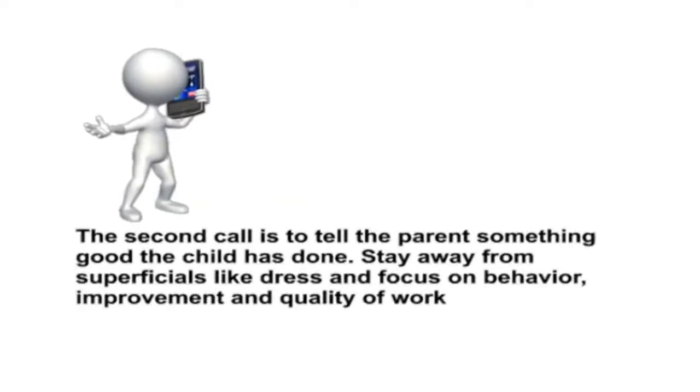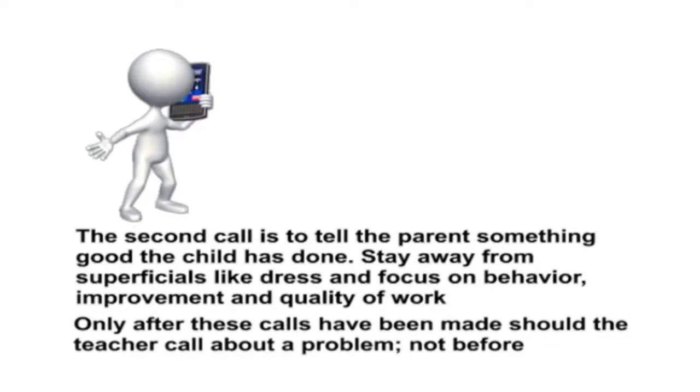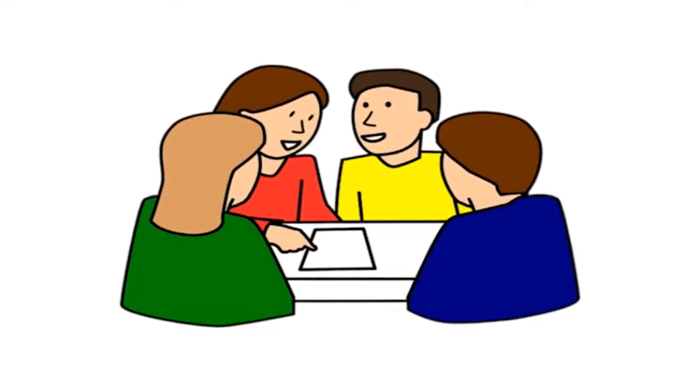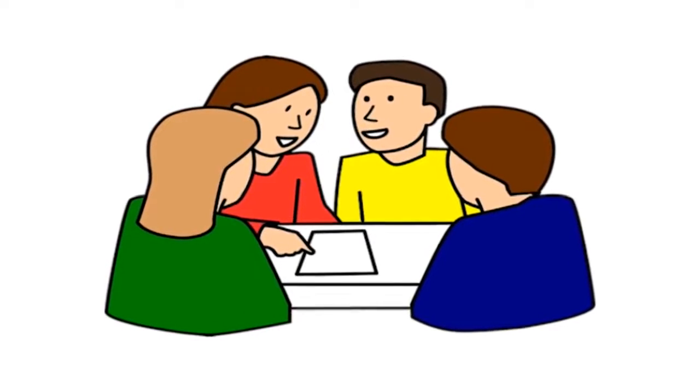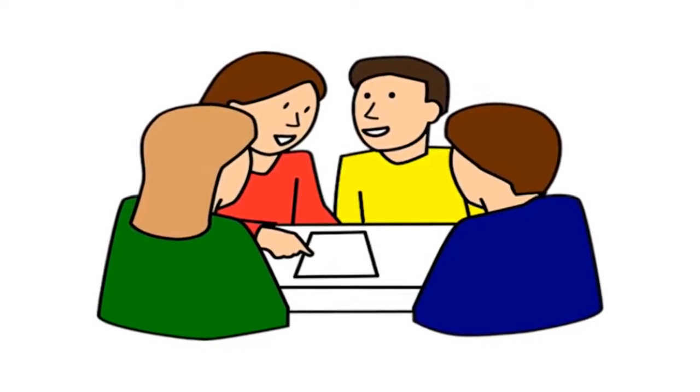The second call is to tell the parent something good the child has done. Stay away from superficials like dress and focus on behavior, improvement and quality of work. Only after these calls have been made should the teacher call about a problem, not before. In this way, parents and teachers have already established a trusting, workable relationship that significantly diminishes blaming.